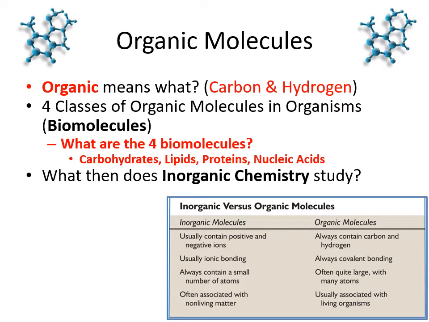Now, just like we just said, organic chemistry is the study of things containing carbon and hydrogen, which are living things. Inorganic chemistry is then the opposite of that. Inorganic chemistry is the study of the non-living world, which are the molecules that do not contain both carbon and hydrogen. Okay, so for organic, think of living and carbon and hydrogen, and for inorganic, think of non-living.